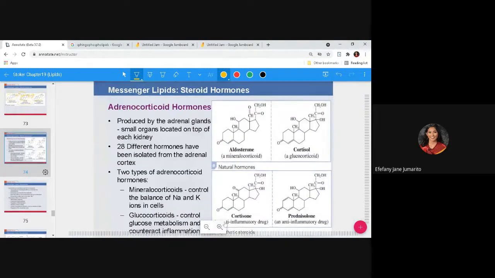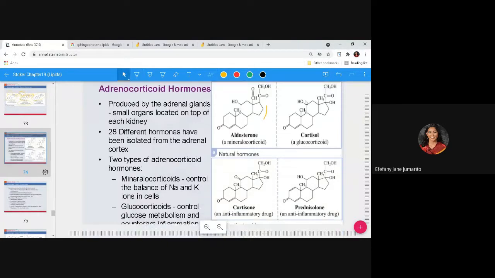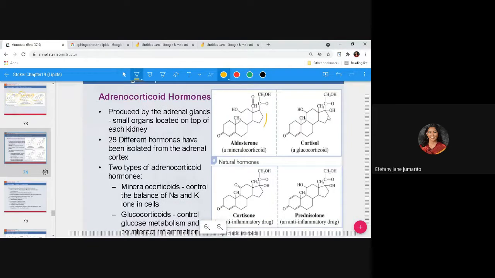Then we have other steroid hormones, aldosterone. Okay, cortisol. This one is your cortisol. Now look, class, it's still a steroid.